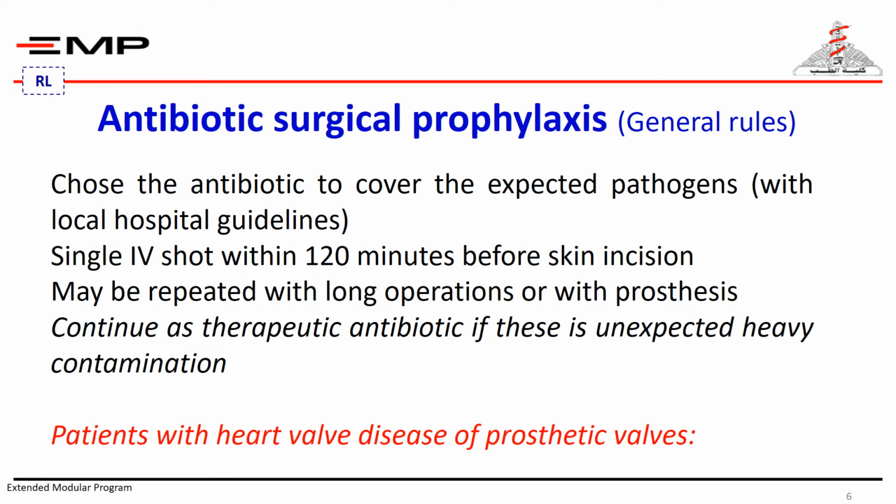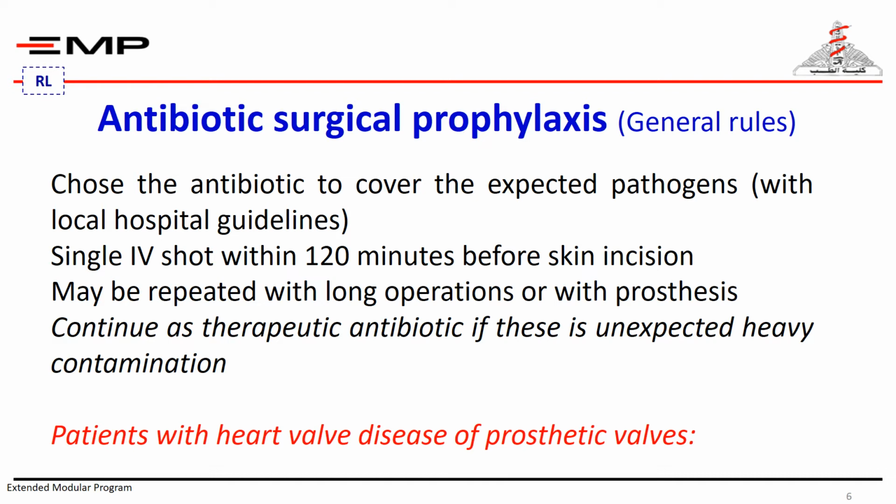General rules about antibiotic surgical prophylaxis. Number 1. Choose the antibiotic based on the expected spectrum of organisms that will contaminate the wound. Consider the local hospital antibiogram and resistance.